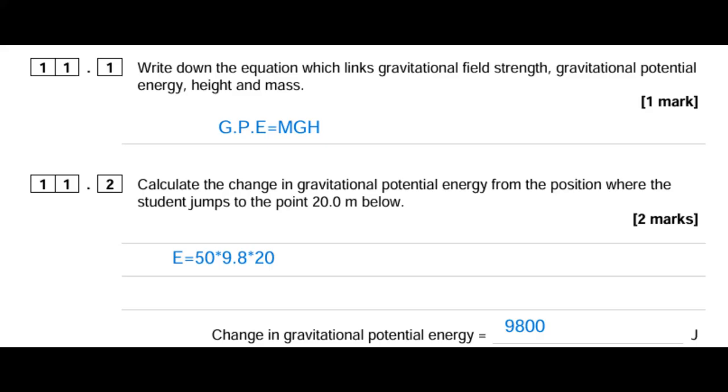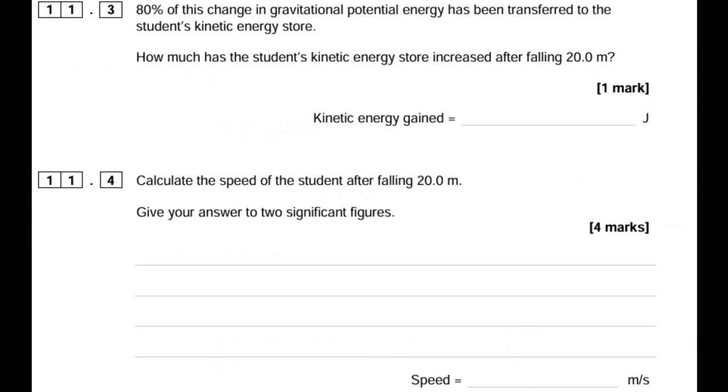And then for 11.2, calculate the change in gravitational potential energy from the position where the student jumps to the point 20 meters below. And you just sub in the mass of the student, which is 50, the gravitational field strength, which is 9.8, and the height, which is 20 meters, and you get a change in gravitational potential energy of 9,800 joules.